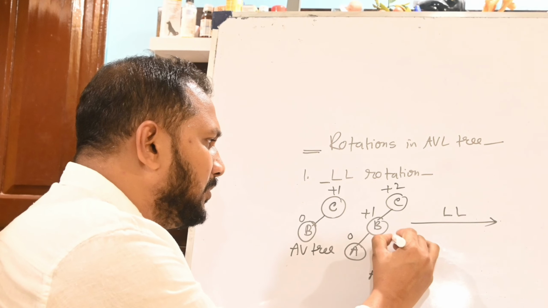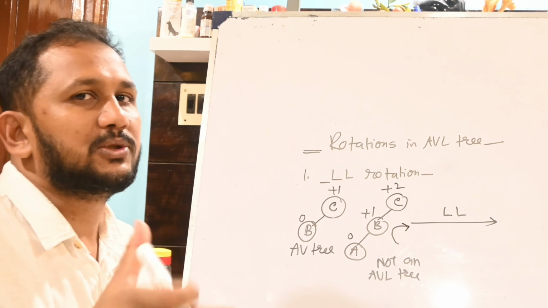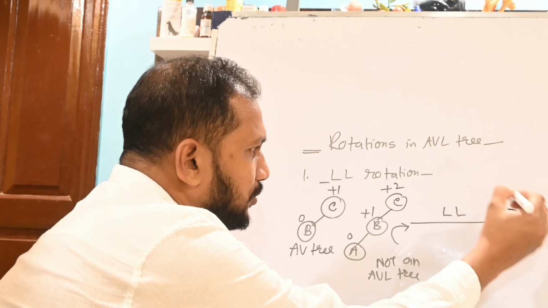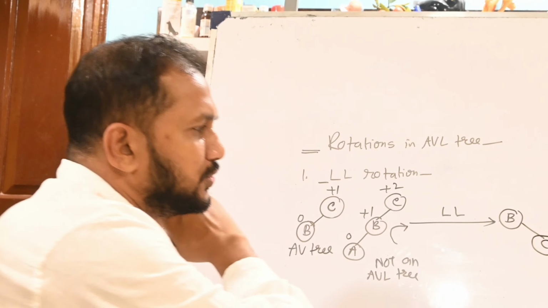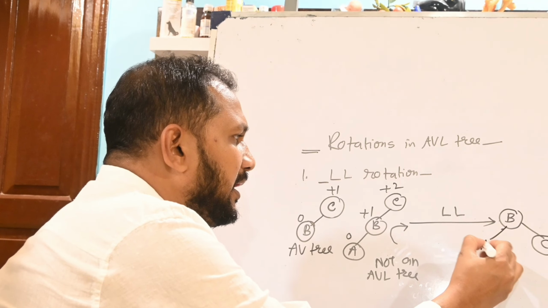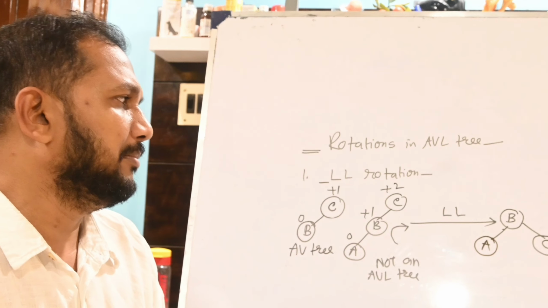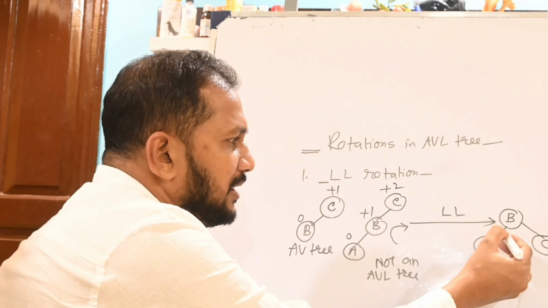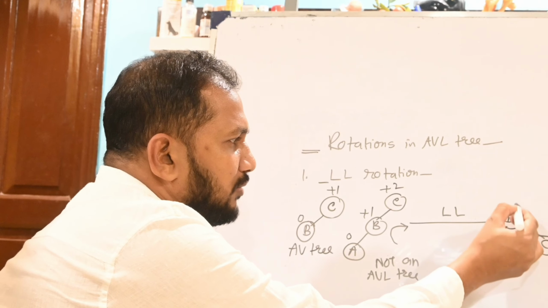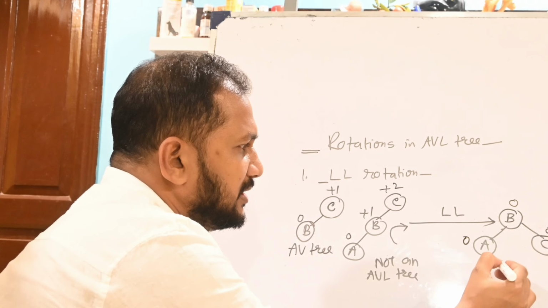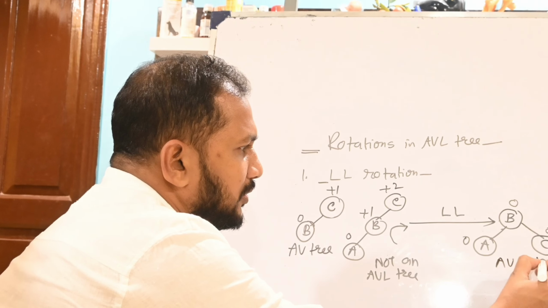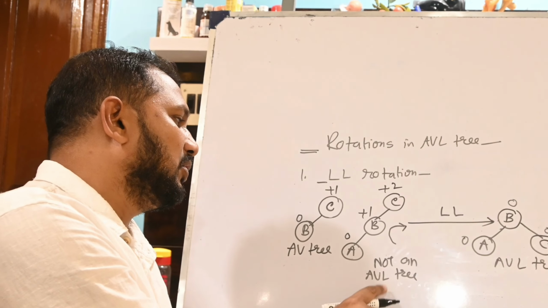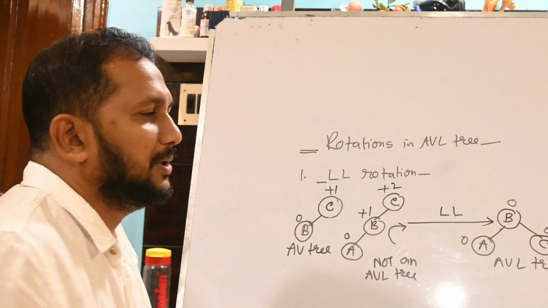In case of left rotation, we need to perform a clockwise rotation. This is a clockwise rotation, and B is the new root. C goes to the right hand side of B, and A is on the left side of B. Now this is again an AVL tree because the height of the left subtree of B is 1, and 1 minus 1 is 0. It is now an AVL tree. So rotations are used for converting a non-AVL tree into its corresponding AVL tree.